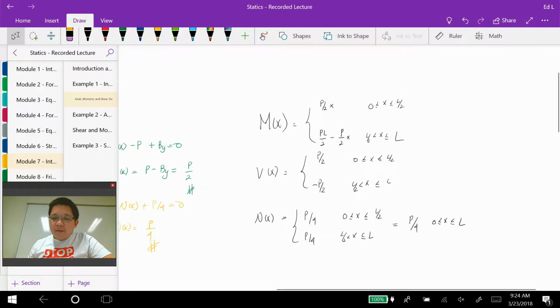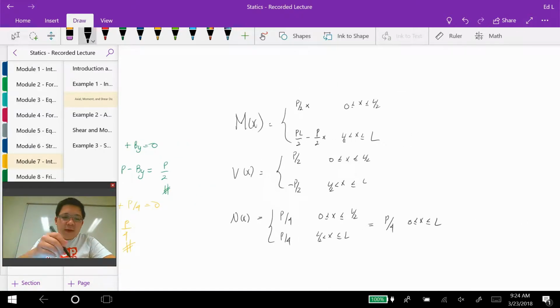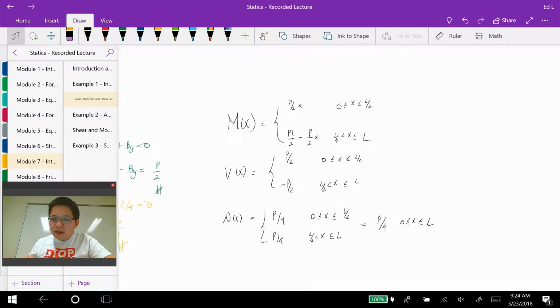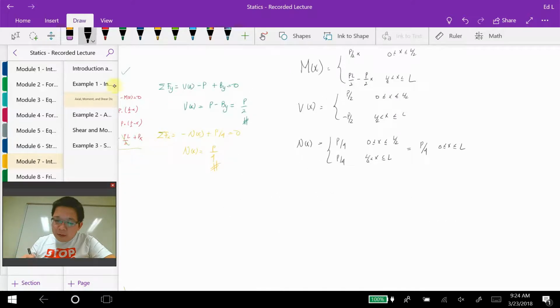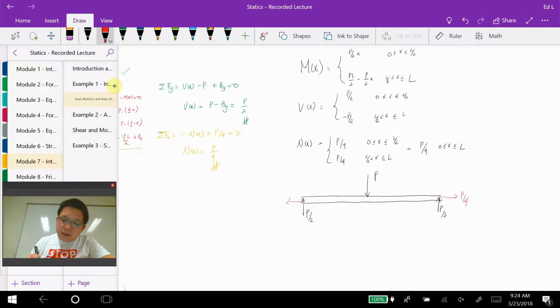Okay, once we have summarized this, we can make another sketch right here. So I'm going to resketch the beam. We have P, then here we have P over 2, here we have P over 2, right, then here is P over 4, and here is P over 4, which is AX, right? Negative is going to the left, okay?